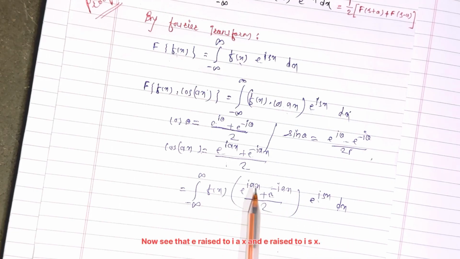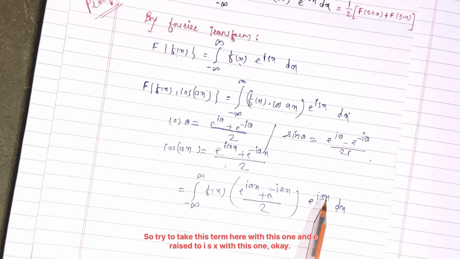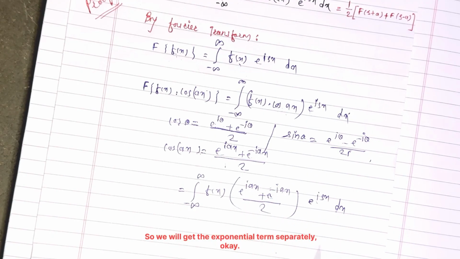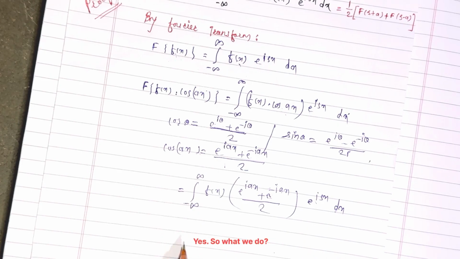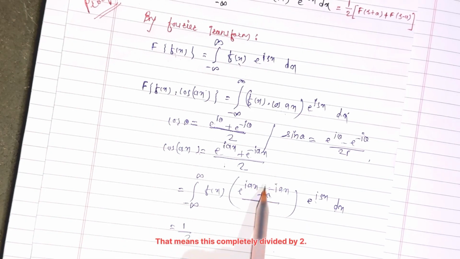Now see, e raised to i ax and e raised to i s x. Try to combine this term with this one, and e raised to i s x with this one, so we get the exponential terms separately. Yes, so what we do is take the 1/2 constant outside. That means this complete expression is divided by 2.